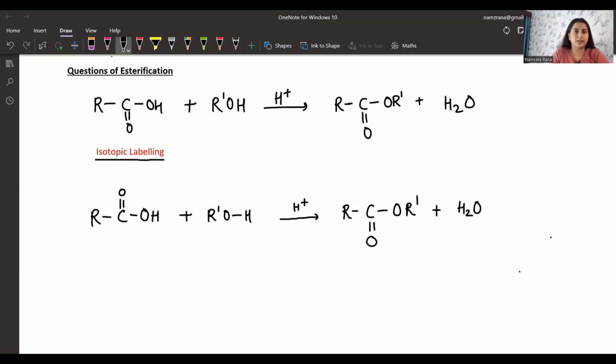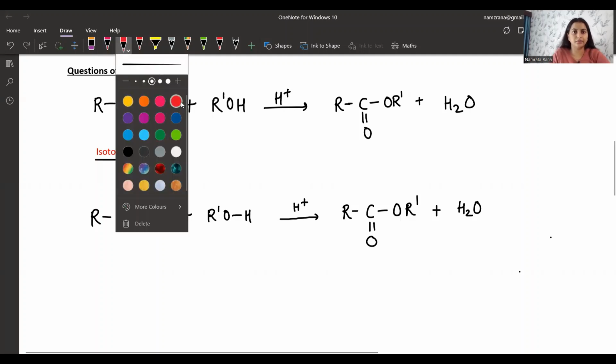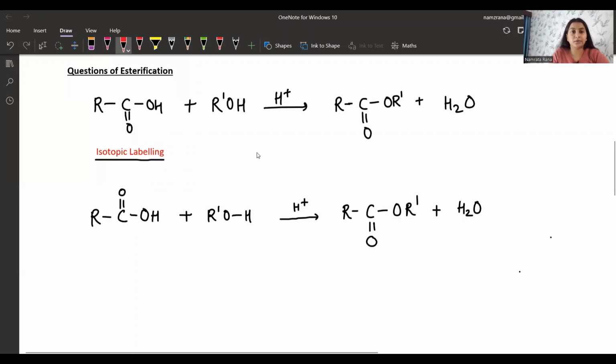What are isotopes? Isotopes are the atoms of the same element which have different atomic masses. Suppose you have an oxygen atom. Oxygen has two types of isotopes, that is oxygen-16 and oxygen-18. So what does isotopic labeling do in the esterification reaction? Actually, it tells you about the OH group. As you can see, water has a hydroxyl group.